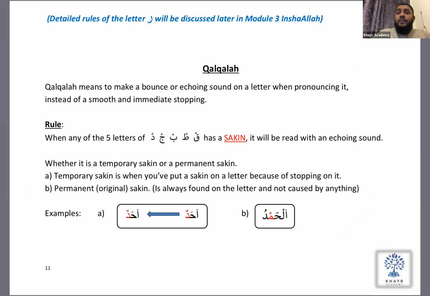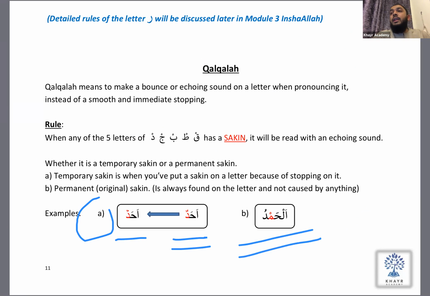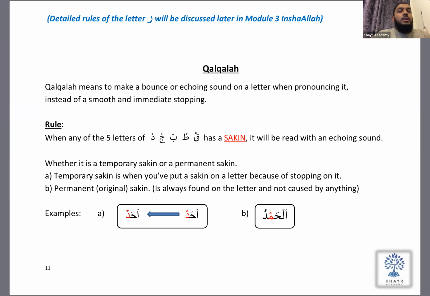So, an example of temporary sakin. Can you see ahadun? I just explained it. Qul huwa Allahu ahadun. It became ahad because we're stopping. An example of permanent sakin is alhamdu. Alhamdulillahi rabbil alameen. Alhamdu. So this meem with the sakin will always be sakin, whether we stay, carry on, or stop. That's the difference between these two sakins. Let's go to the next page and see what's there.